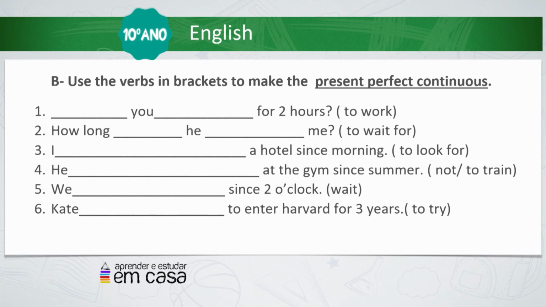B. Use the verbs in brackets to make the present perfect continuous. 1. ___ you ___ for 2 hours. The verb is to work. This is an interrogative sentence. 2. How long ___ he ___ me. The verb is to wait for. An interrogative sentence too. 3. ___ a hotel since morning. To look for. 4. We have a negative sentence. He ___ at the gym since summer, not the train. 5. We ___ since 2 o'clock. The verb is wait. 6. Kate ___ to enter Harvard for 3 years. The verb is to try.